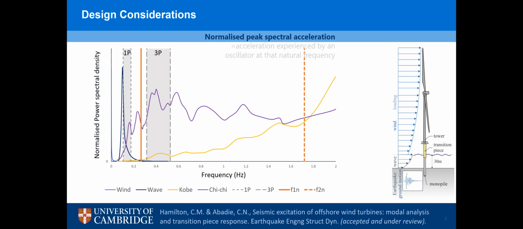Add on top of it the range of frequency of your earthquakes. Here I've picked two, Kobe and Chi-Chi, because they're both relevant to East Asia, and they're quite different types of earthquake. Kobe is a large frequency component earthquake, and Chi-Chi is a much lower frequency earthquake that has a lot of components in lower frequency that are going to come and excite this orange line that I've put there, which is the natural frequency of your wind turbine structure.